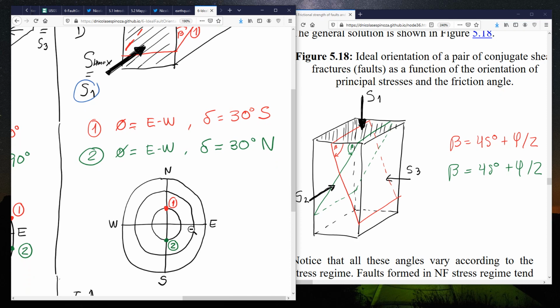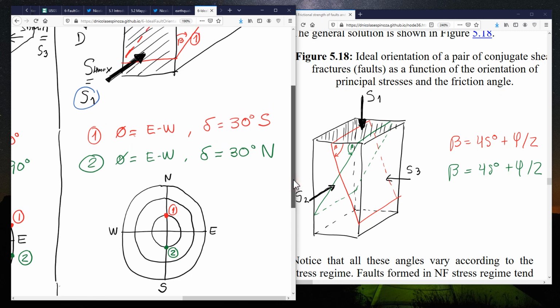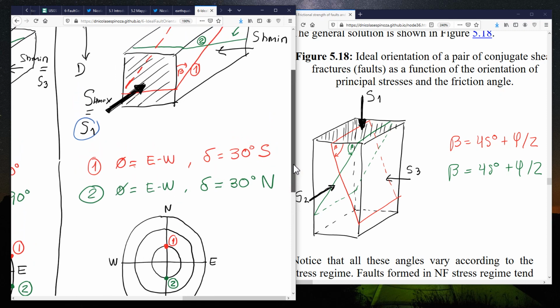If we take a look at that in the stereonet, it will look like this, where the strike lines are, let me move up a little bit, the strike lines are east-west, the same for both, and the poles are here for number 1, which is dipping towards the south, and here for number 2, which is actually dipping towards the north. Remember that this is a common mistake that I always see, to put the pole in the direction of the dip, and it's actually the opposite.